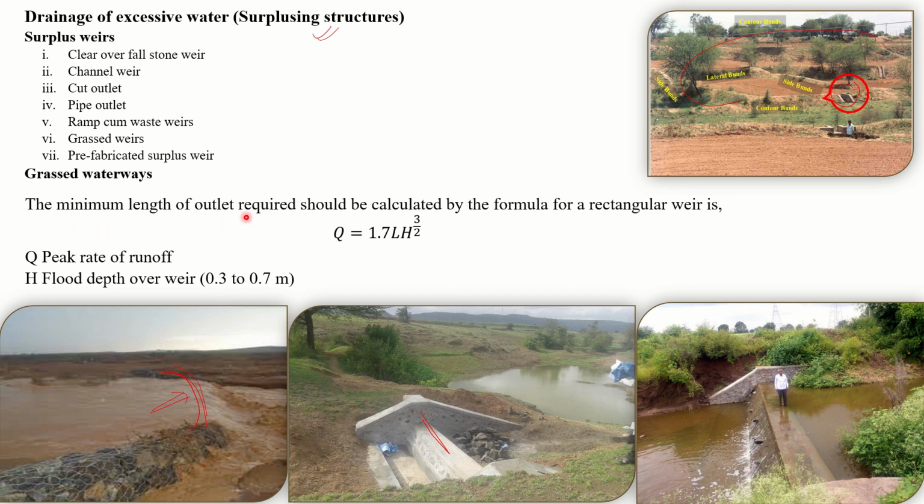Now here the minimum length of outlet for your surplus weir, that is your simple rectangular weir, the formula is equal to 1.7 into L into H power of 3 by 2. Otherwise you can write simply Q equals 2 by 3 CD into L root 2G H power of 3 by 2. Now here G is equal to 9.8 and the coefficient of discharge, which we already discussed in the weir, CD equals 0.632. You substitute the values and you get the constant 1.7.